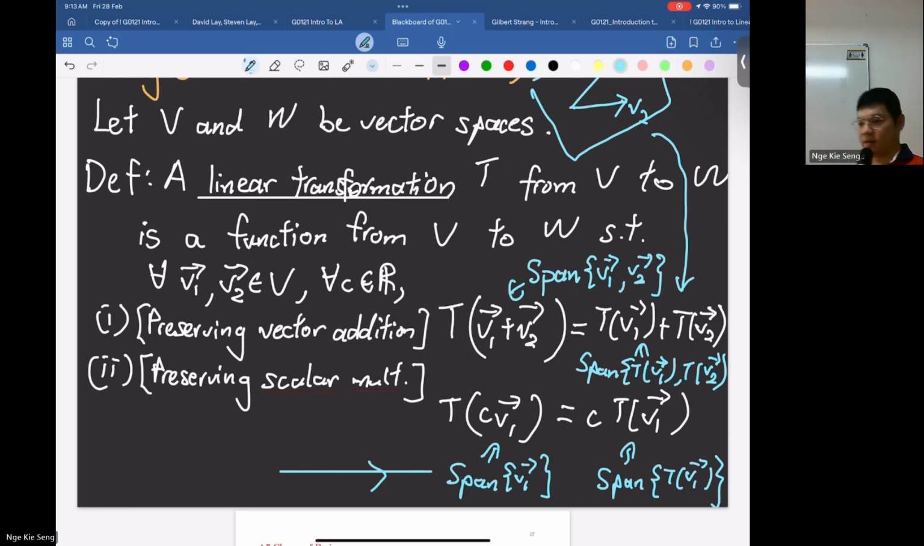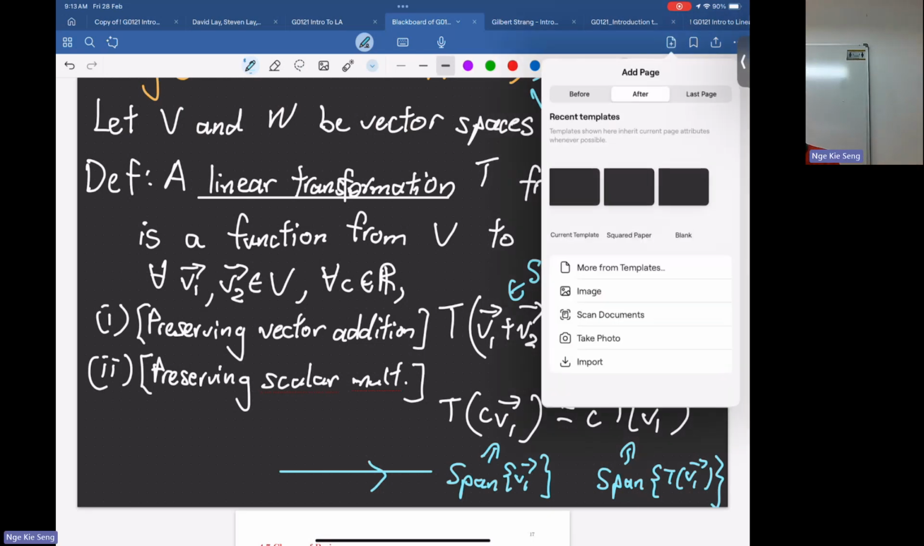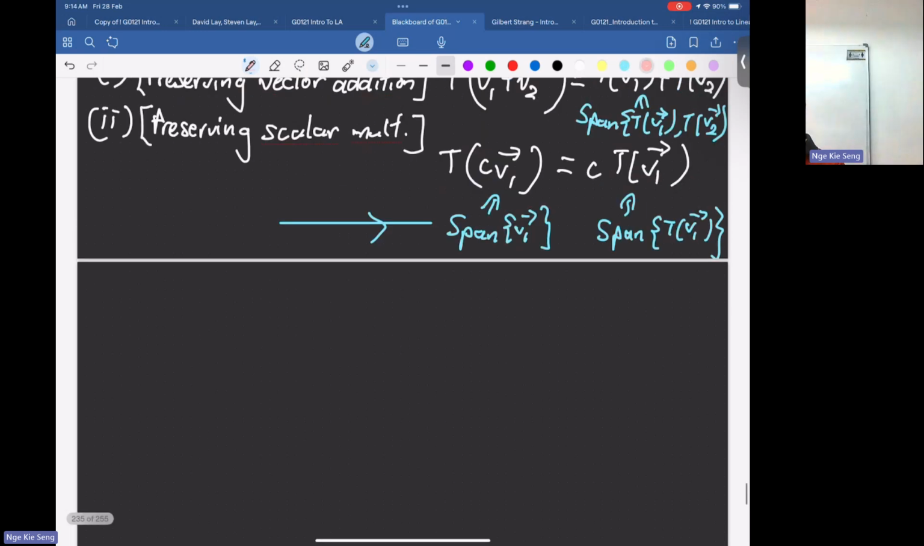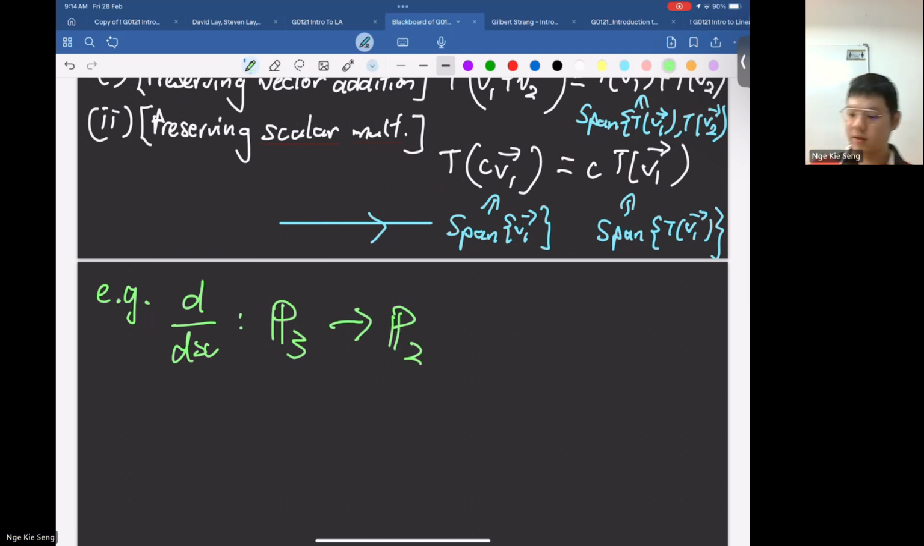Maybe I give you one more example before we go to the next part of the story. Let's do a non-trivial one. D over dx is a linear transformation from, let's do it less general, maybe P3 to P2.